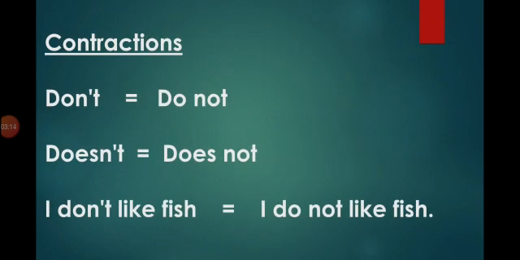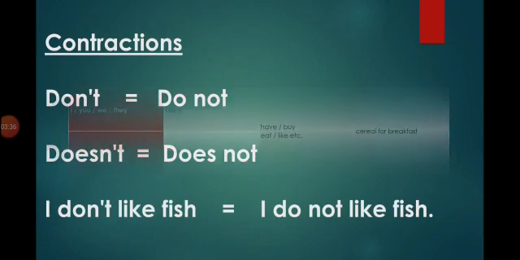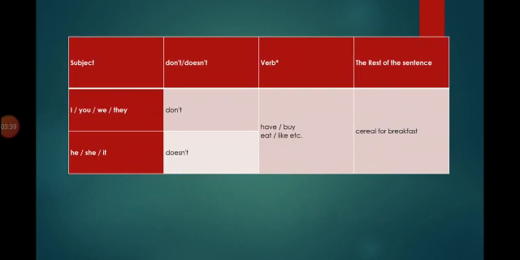So here, don't equals do not. The short form is don't, the long form is do not. Doesn't in the short form, and in the long form does not. Like here, I don't like fish. This is in the short form. And in the long form, I do not like fish. So you can remember this also. Look here at this chart. I, you, we, they, I use with them don't. He, she, it, I use with them doesn't.